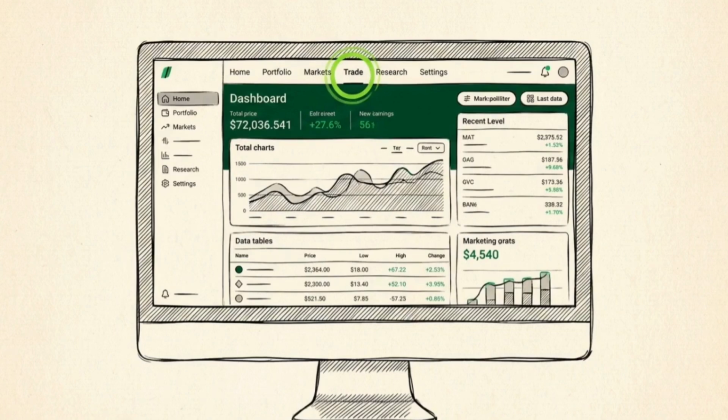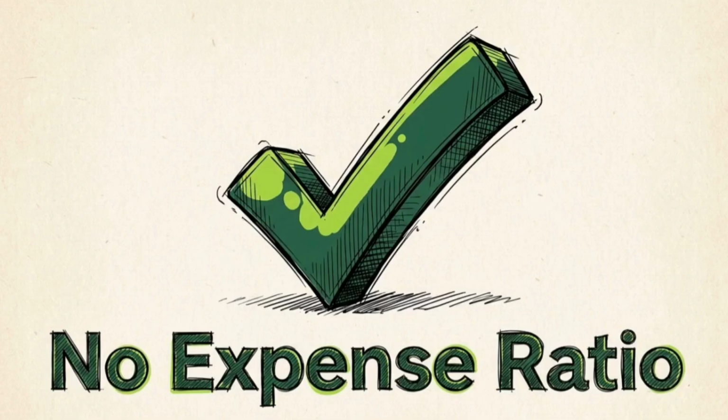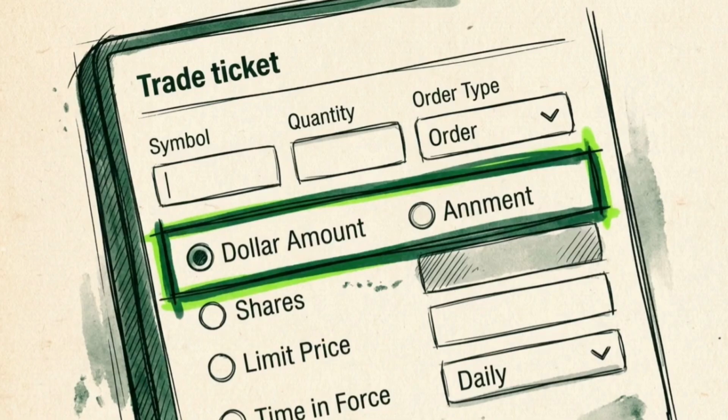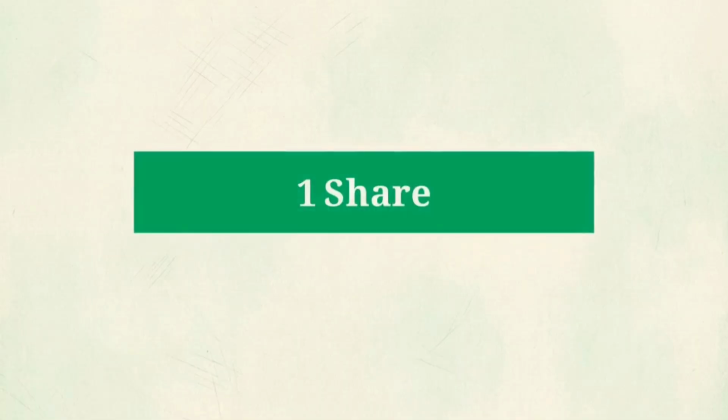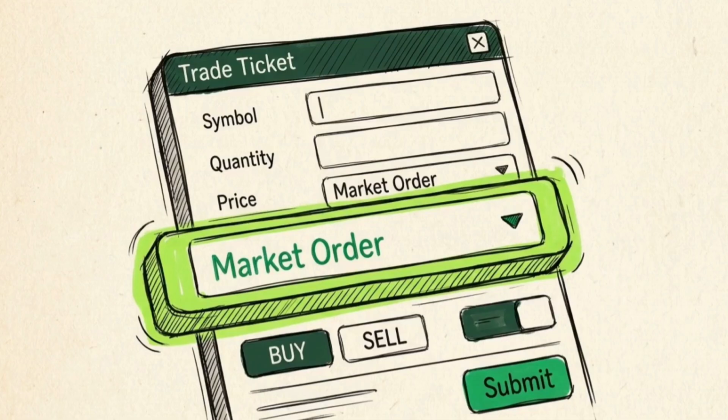Now let's buy your first investment. Log in, click Trade at the top of the screen, and type FNILX into the search bar. This is the Fidelity Zero Large Cap Index Fund. It tracks the 500 largest companies in the U.S. with a 0% expense ratio. Under the Order Type dropdown, select Dollar Amount. This allows you to buy fractional shares, meaning you can invest the exact amount of cash you have available.